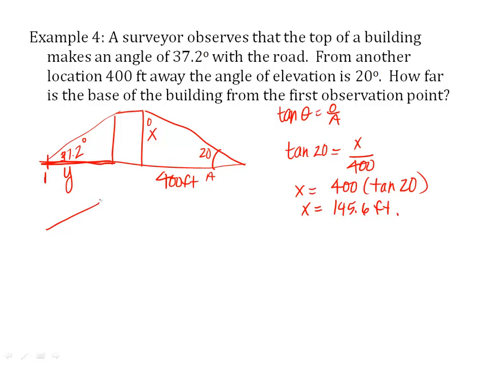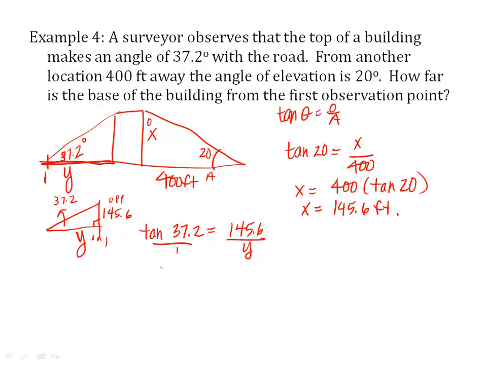Now I can work with this triangle to find how far this distance is. I'm going to call it y just to keep it simple. This is my angle, 37.2, and now I know the height is 145.6. So part 2 of this, I have to solve for this side. Again, opposite over adjacent, right? So it's still tangent. So it's tangent of 37.2 equals opposite over adjacent. That's the unknown.